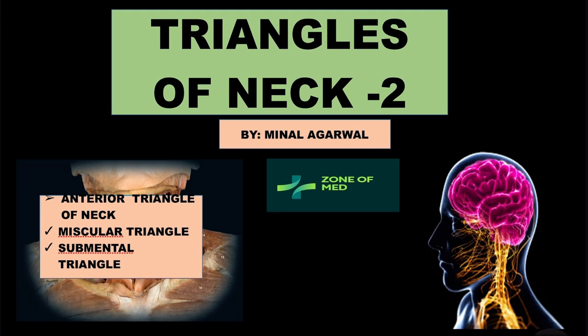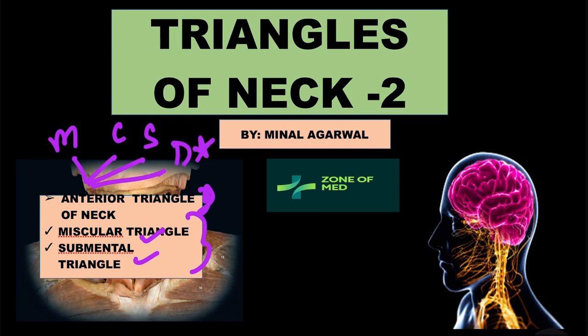In this video we are going to cover our muscular triangle and the submental triangle that are the part of anterior triangle of neck, and we have already seen that the anterior triangle of neck consists of 4 triangles, that is muscular triangle, carotid triangle, submental triangle and digastric triangle. We have completed digastric triangle in part 1. Today we are going to see muscular triangle and submental triangle.